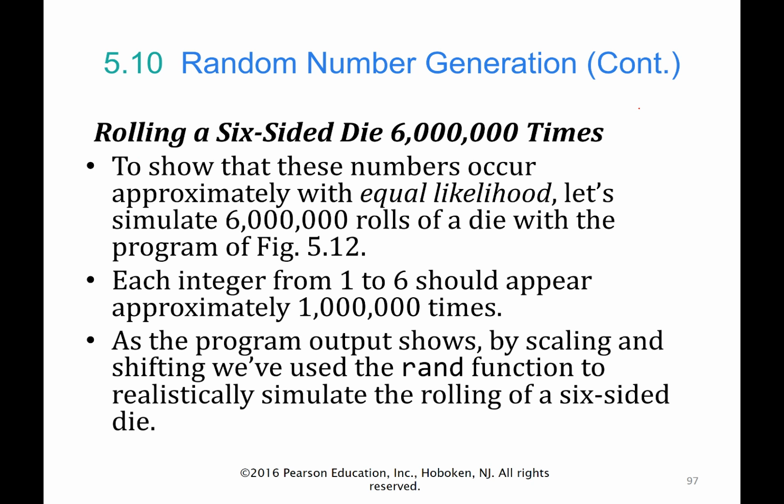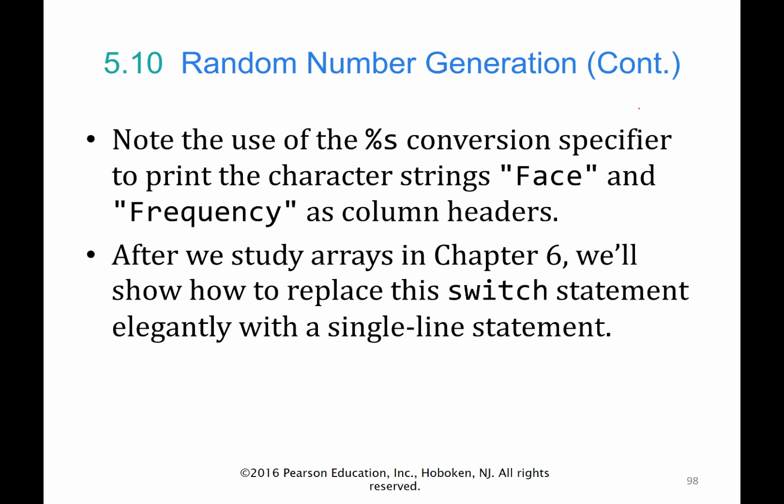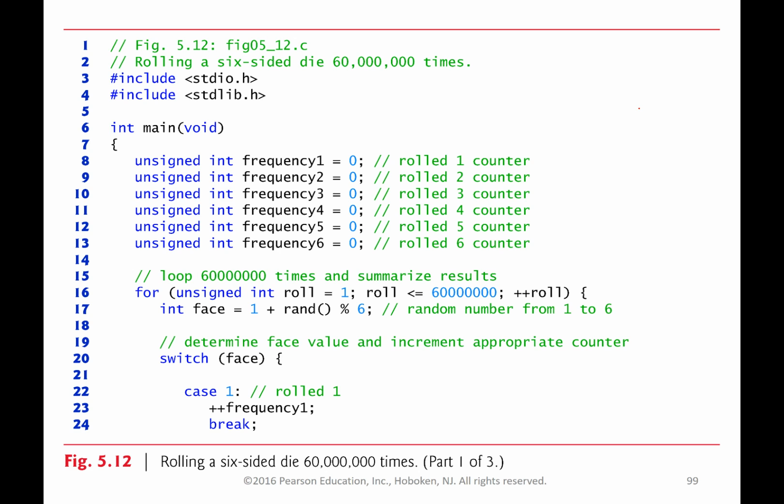Now if we want to throw a 6-sided dice 6 million times, here's code that will do that. We've got the frequency for 1 to 6. These are unsigned integers that keep track of how many times we throw each. Roll is between 1 and 6 million, in a for loop. We simply say the face is equal to 1 plus rand modulus 6. And that percent sign is modulus, the integer remainder.